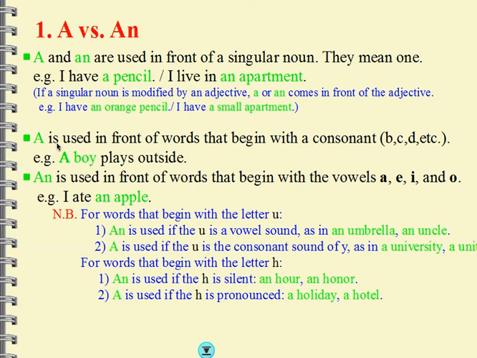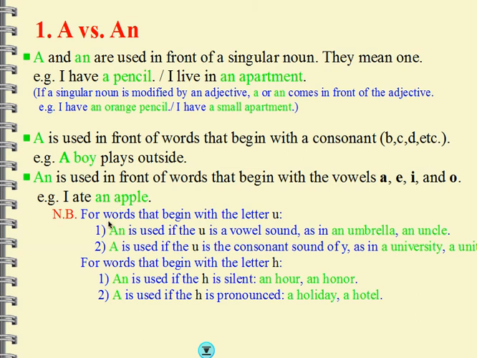The article a is used in front of words that begin with a consonant, like B, C, D, etc. Example, a boy plays outside. Boy starts with a consonant, so we use the article a. The article an is used in front of words that begin with the vowels A, E, I, and O. Example, I ate an apple. Apple starts with a vowel. We use the article an.